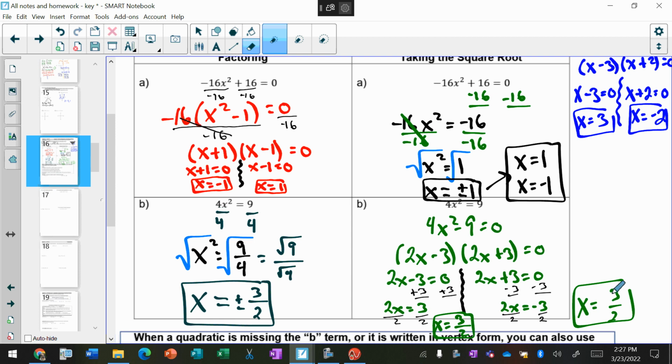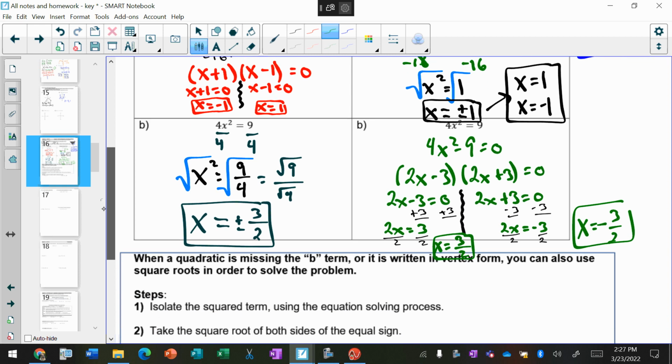So sometimes you have the choice of which method to use. Sometimes one's better than the other. If you're dealing with numbers that will factor, maybe sometimes factoring will be easier for you. If there is no way that this will factor, if it's not a difference of 2 perfect squares, then we have the square root method.